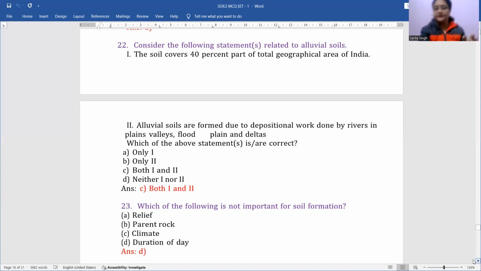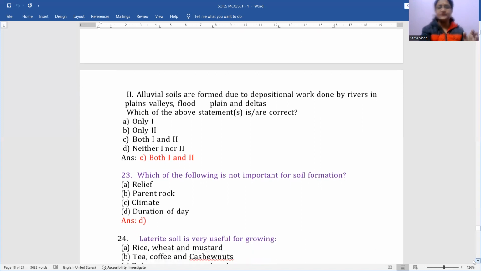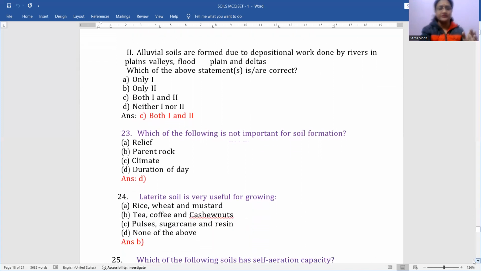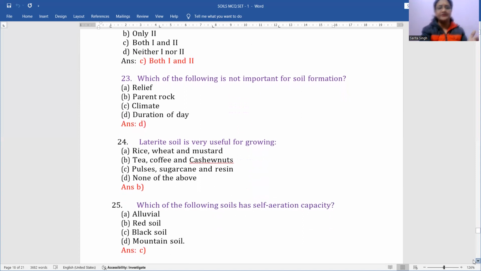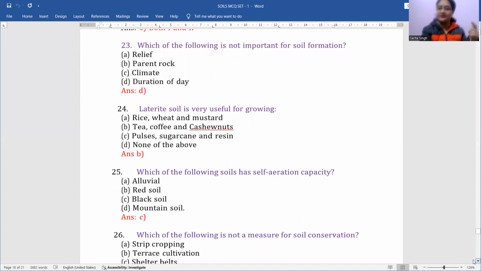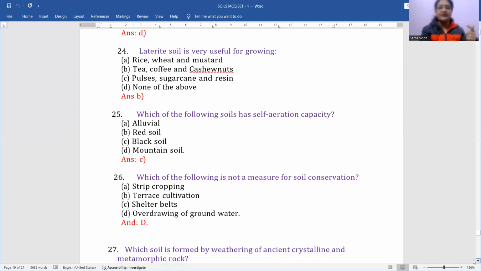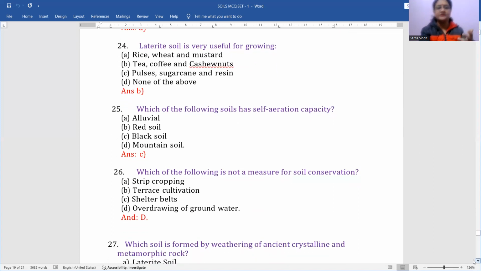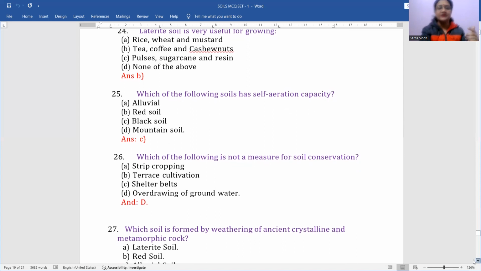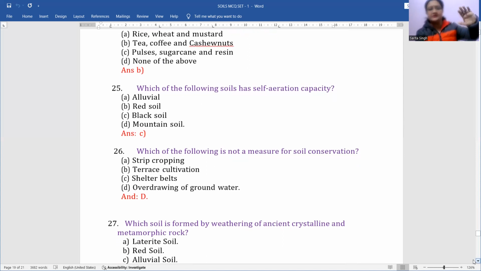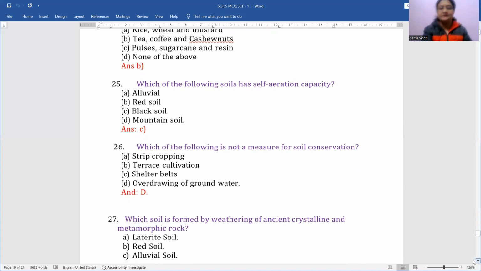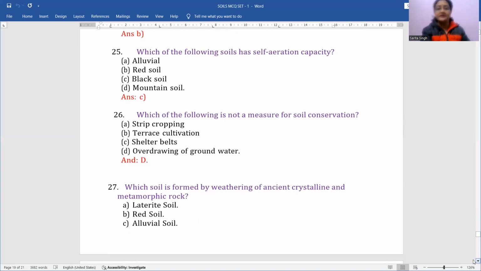Right? अच्छा, next है, which one of the following is not important for soil formation? Relief, parent rock, climate, duration of day. Duration of day is not that important. Okay, then laterite soil is very useful for growing rice, wheat, mustard, tea, coffee, cashew nuts, pulses, sugarcane, and resin, and none of the above. B is the correct answer. Okay, tea, coffee, cashew nuts, these are generally found on the slopes of hills, right, where the laterite soil is found. Okay, Acha, which one of the following soils has self-aeration capacity?